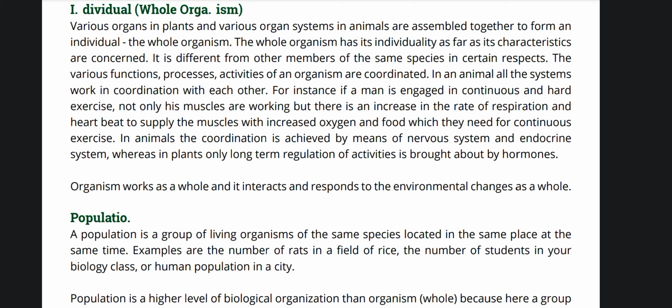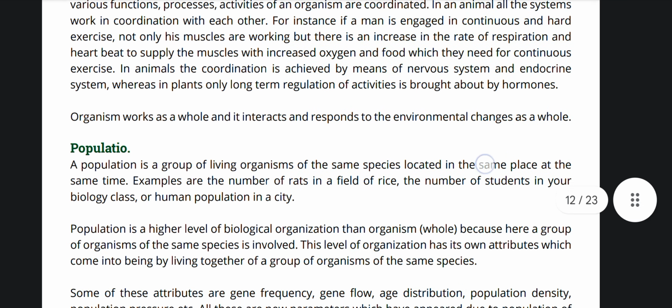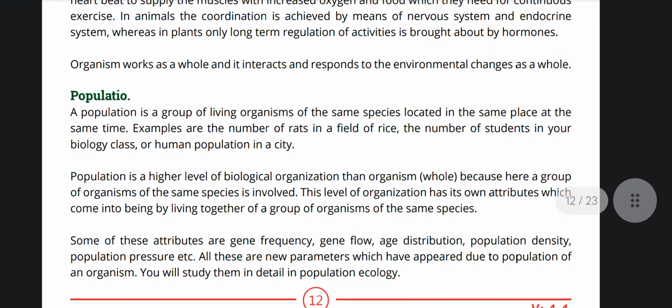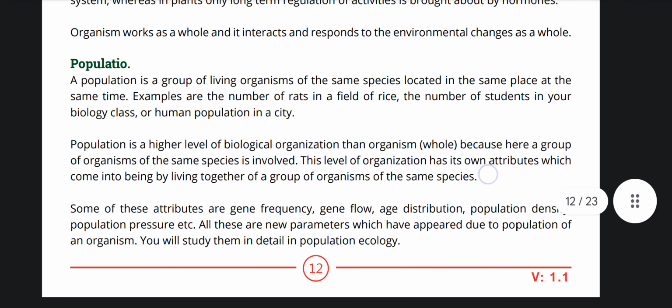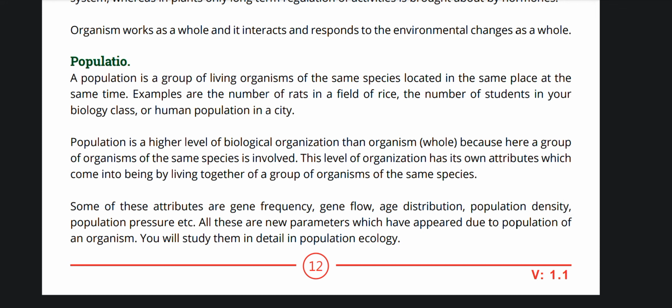For instance, if a man is engaged in continuous and hard exercise, not only are his muscles working, but there is also an increased rate of respiration and heartbeat to supply the muscles with the increased amount of oxygen and food which they need for continuous exercise. In animals, coordination is achieved by means of the nervous system and endocrine system, whereas in plants only long-term regulation of activities is brought about by hormones. Organisms work as a whole, and interact and respond to environmental changes as a whole.